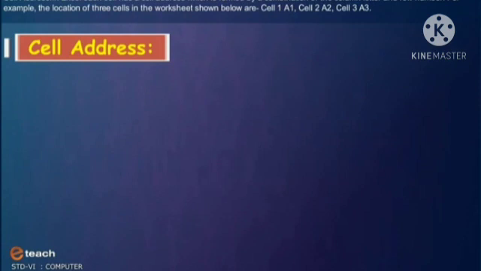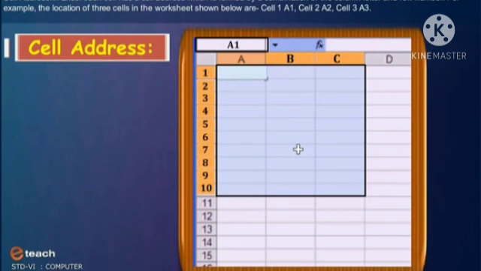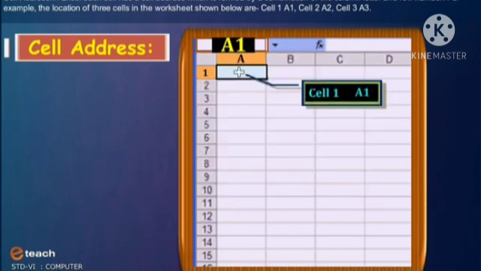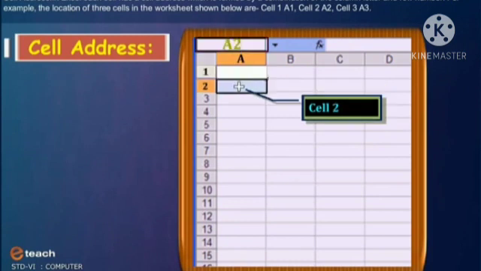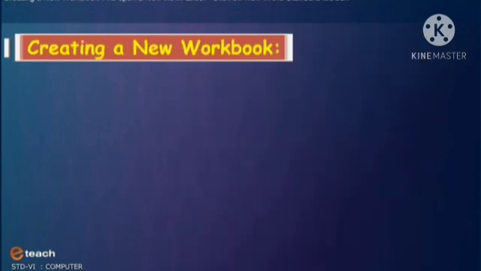Cell address. In Excel, each cell has a cell address which is formed by a combination of the column letter and row number. For example, the location of 3 cells in the worksheet shown below are Cell 1, A1, Cell 2, A2, Cell 3, A3.